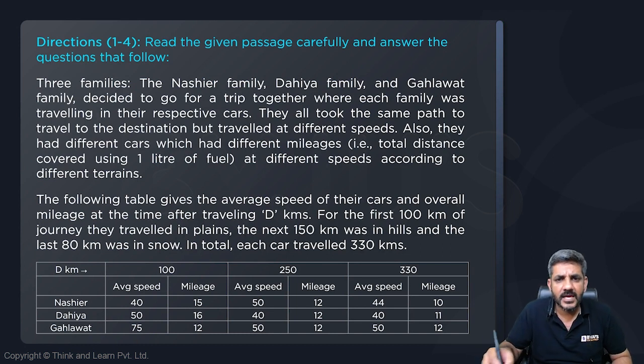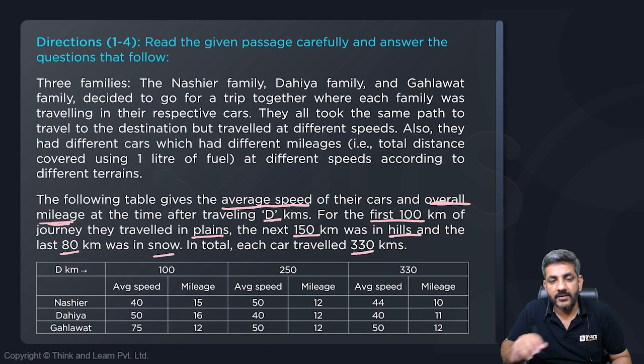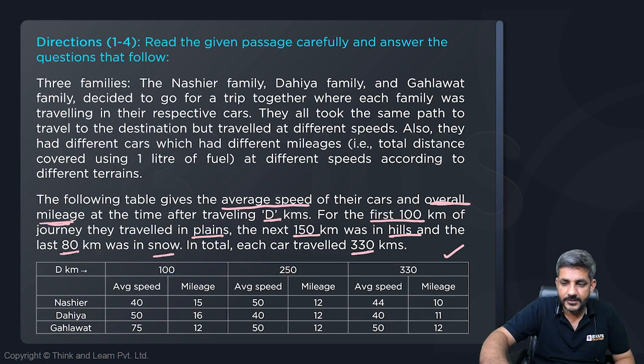The following table gives the average speed of their cars. So it is giving you the average speed of the cars and overall mileage after traveling d kilometers. For the first 100 kilometers of the journey, they traveled in plains. The next 150 kilometers was in hills, and the last 80 kilometers was in snow. So in total, they traveled 330 kilometers. That is 100 plus 150 plus 80, which is 330. And then there is a table given to you here, which gives you the average speed and mileage.